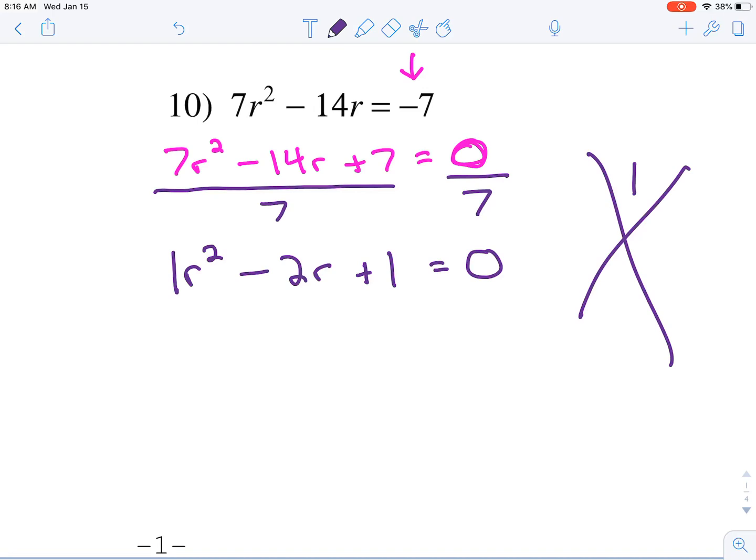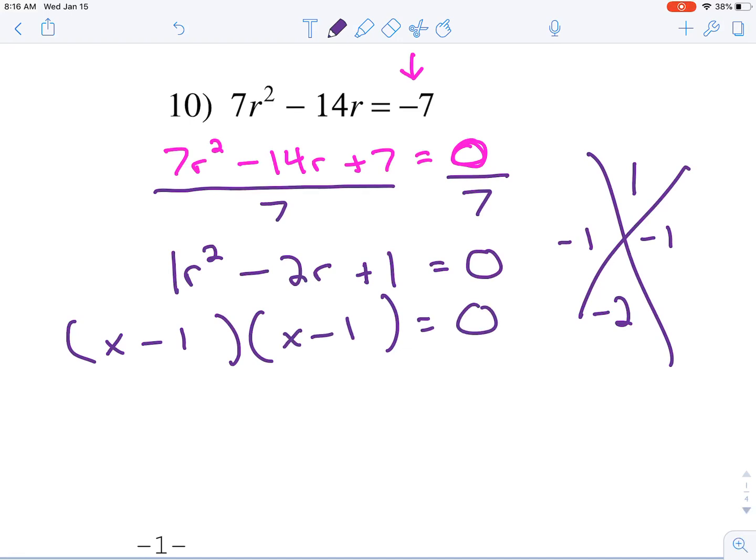So in the top I'm going to write 1. In the bottom I'm going to write -2. So we need something that multiplies to 1 and adds to -2. I think it's that. Let's see. -1 times -1 is 1. And -1 plus -1 is -2. It works. So this will break down to x minus 1 times x minus 1 is equal to 0.